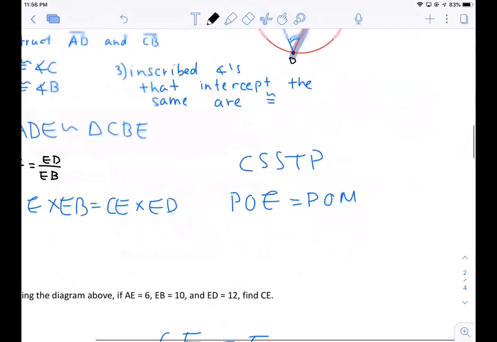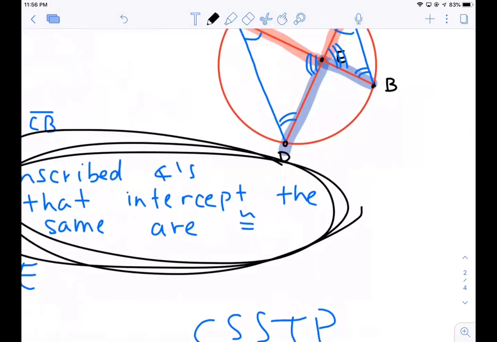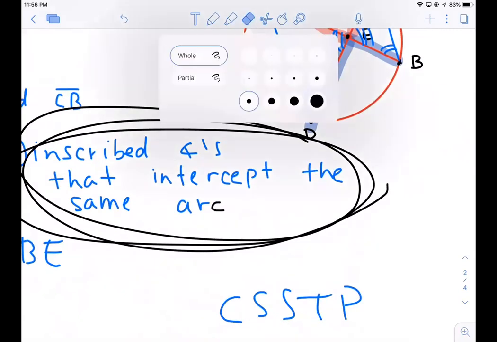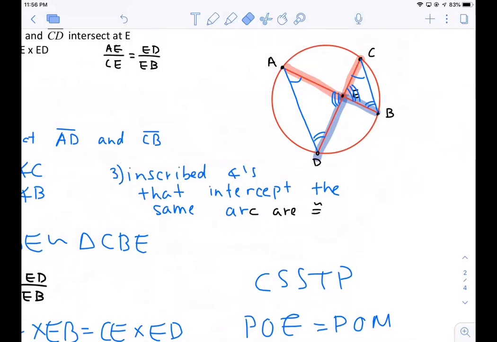And same reason as over here, right? Inscribed angles that intercept the same arc are congruent. I see what I did, I just left out a word. Inscribed angles that intercept the same arc are congruent, right? So same reason.